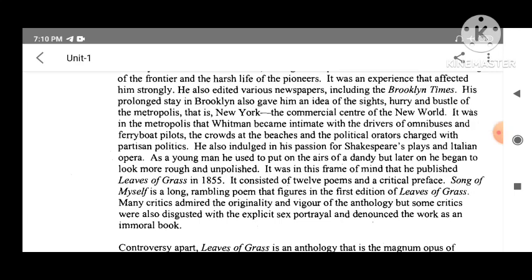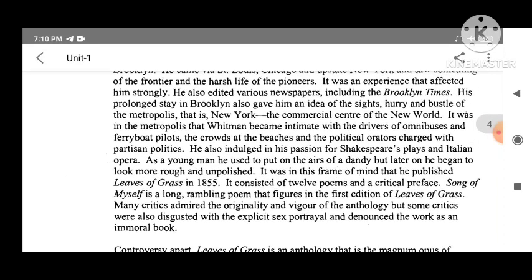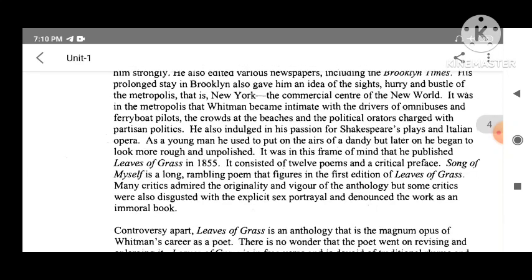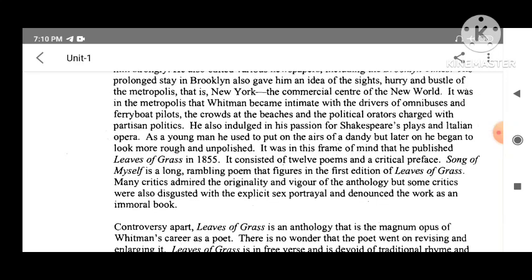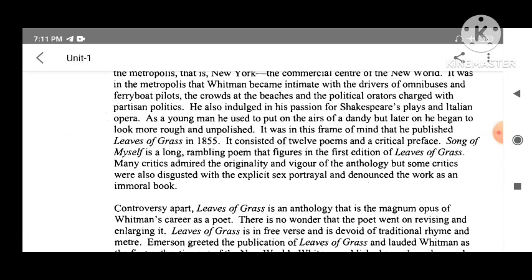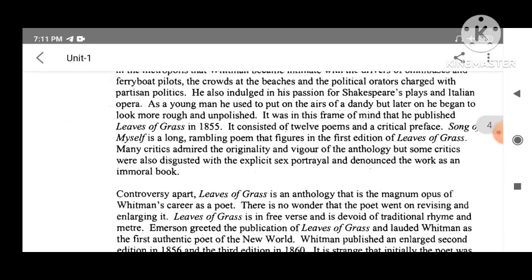His prolonged stay in Brooklyn also gave him an idea of the sights, hurry, and bustle of the metropolis that is New York, the commercial center of the New World. It was in the metropolis that Whitman became intimate with the drivers of omnibuses and ferry boat pilots, the crowds at the beaches, and the political orators charged with partisan politics. He also indulged in his passion for Shakespeare's plays and Italian opera.